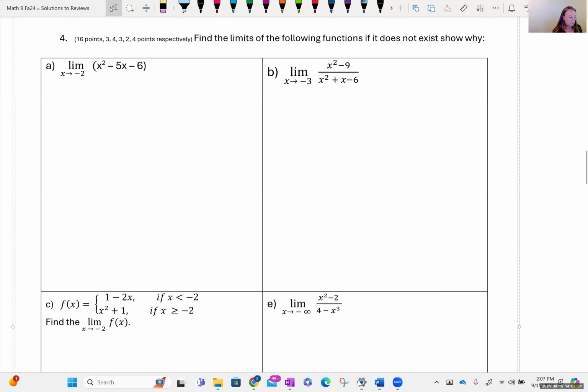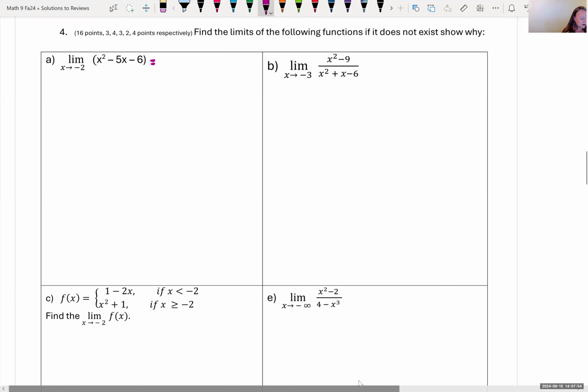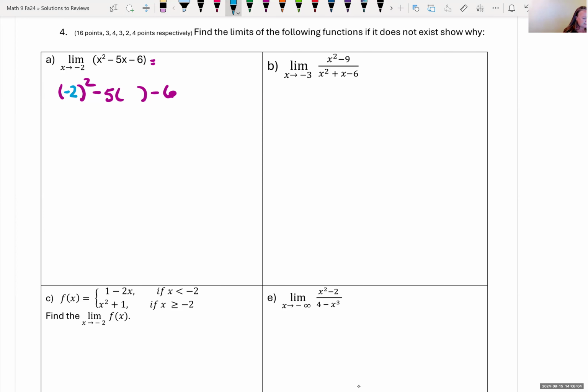Okay, so the next problem we have is find the limit of the following functions. If it does not exist, show why. We're showing these algebraically. We're looking at the limit as x is approaching -2 of x squared minus 5x minus 6. So what we want to do if we're looking at this algebraically is, in this case, we have our variable x. We want to put parentheses wherever we see an x. And we're going to replace x with -2 because that's where the limit is approaching.